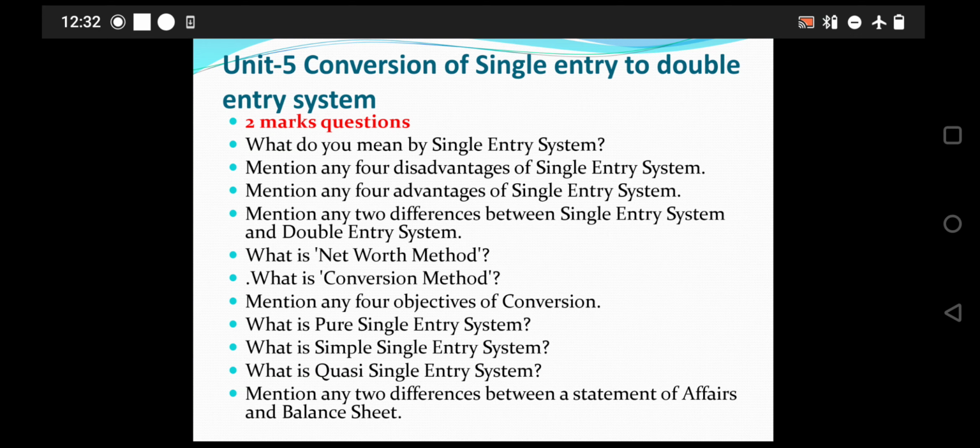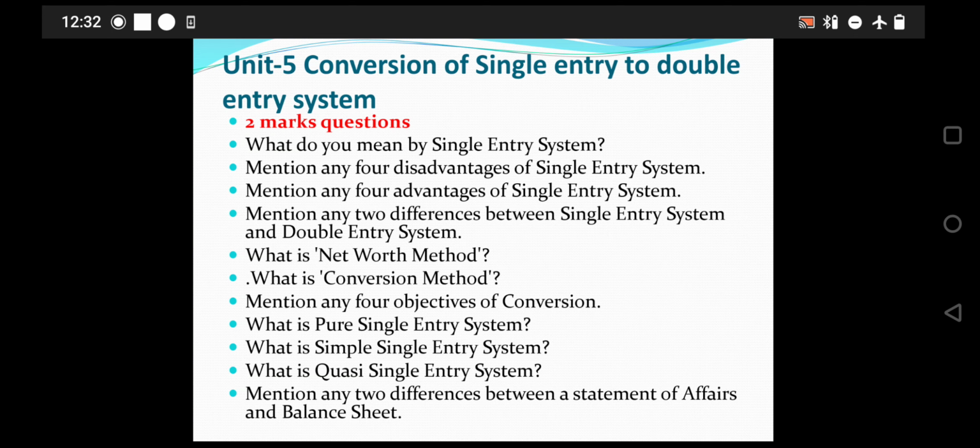Finally, quasi single entry system. The quasi single entry system of bookkeeping is a system under which, in addition to personal accounts and the cash account, we will prepare subsidiary books. Quasi single entry system is the best system, which we will convert from single entry to double entry.